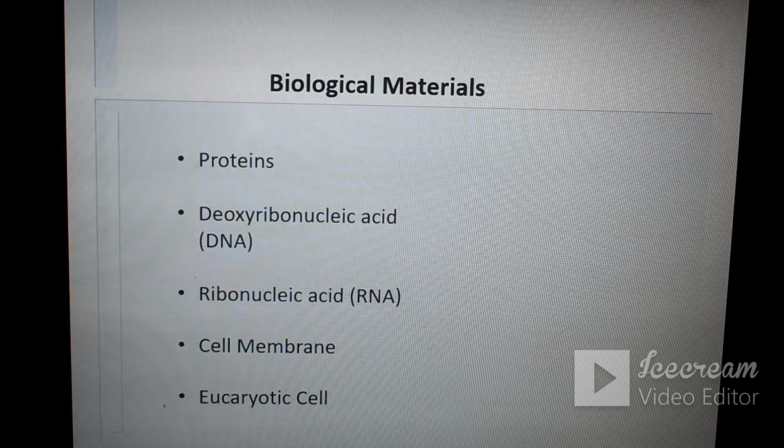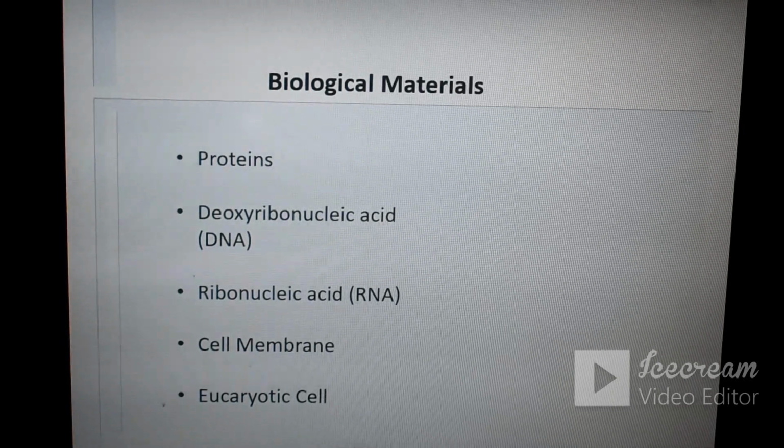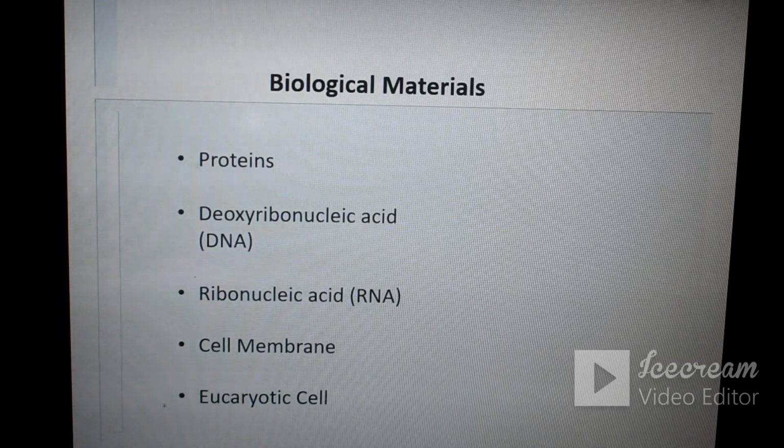Now, from the subject point of view, some biological materials have importance in bioelectronics. Say, for example, probably you have heard the name of protein chip or protein sensor, DNA sensor or DNA chip. Those are now well known to all of us. At least we have heard the names.